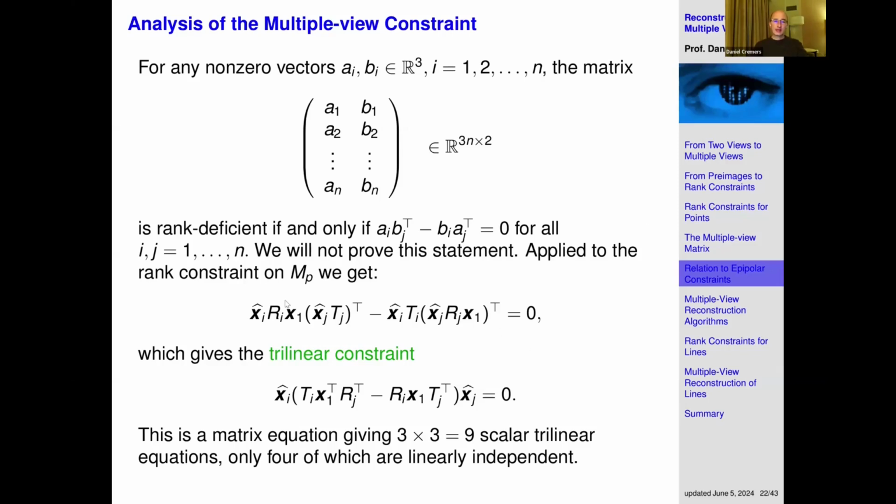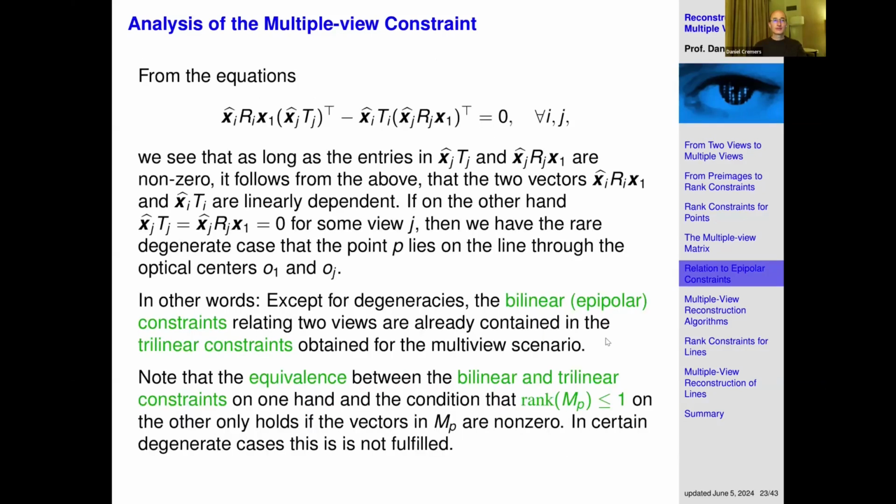So we'll see that the trilinear constraints contain more information than just the pairwise epipolar constraints, but it also basically implies that considering more than 3 images doesn't provide additional constraints. So these trilinear constraints, they basically form a matrix equation, and it's a 3 by 3 matrix, so it's 9 scalar trilinear equations. We'll analyze these now and we'll look at what they contain in addition to the bilinear epipolar constraints.